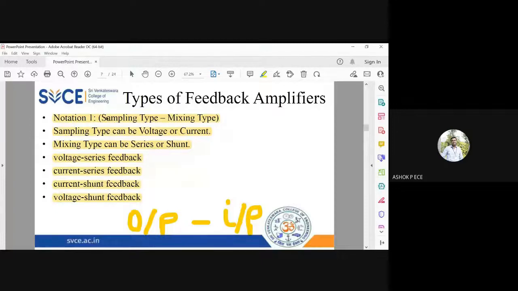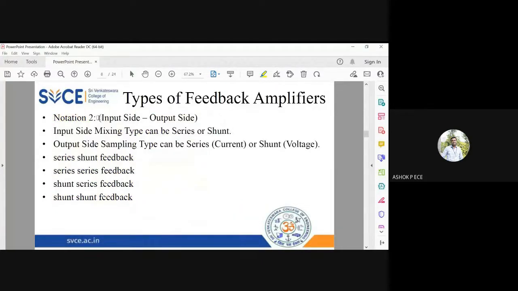Instead of writing sampling type, mixing type, I'm using input output. So on the input side, mixing will take place and I will use series or shunt mixing. On the output side, sampling type, instead of writing voltage or current, I'll be using series and shunt.